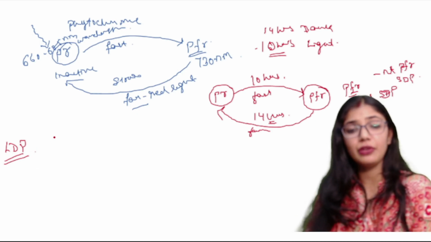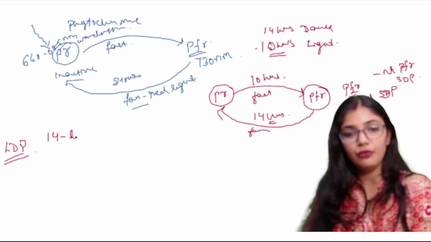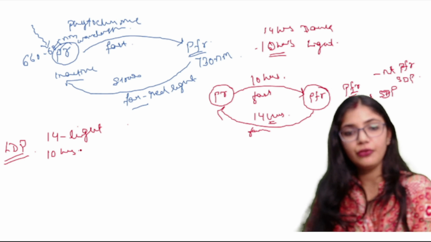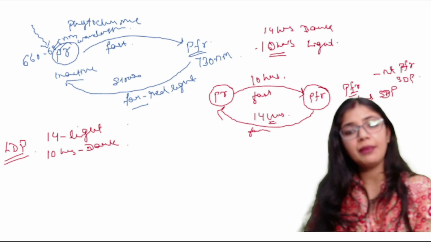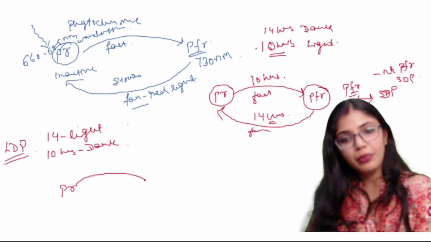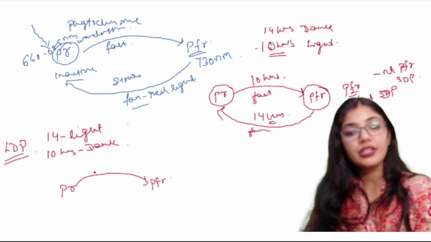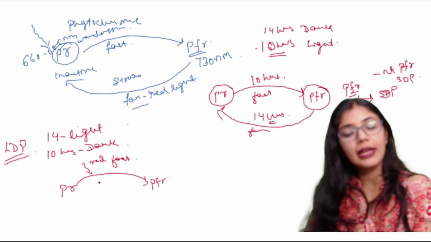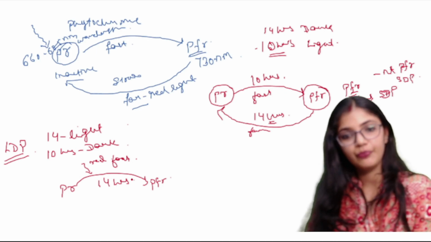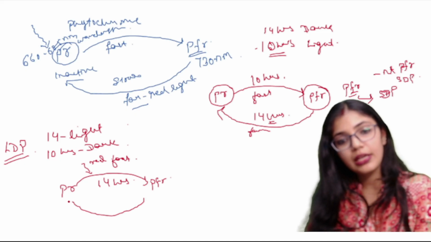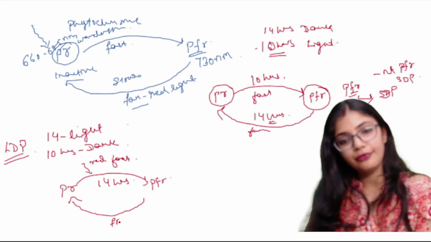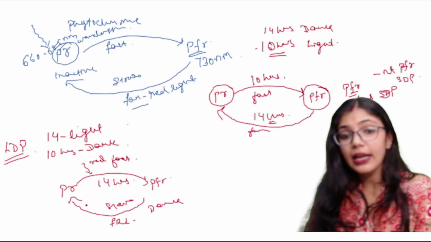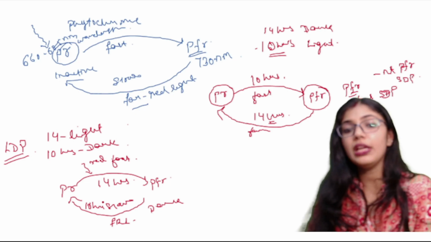So what happens if we consider 14 hours of light condition and 10 hours of dark condition? So during that time what happens? The PR is converted into PFR, and for this it requires red light. It is a fast process, and here it is taking place in 14 hours. Okay, now the PFR is receiving the far red light in the dark condition, and this is a slow process, and it is having only 10 hours.